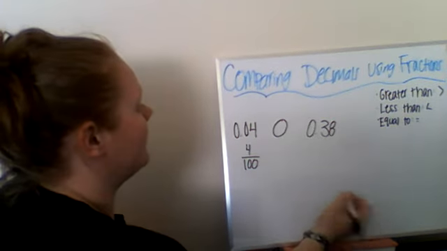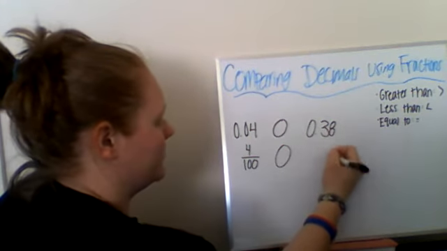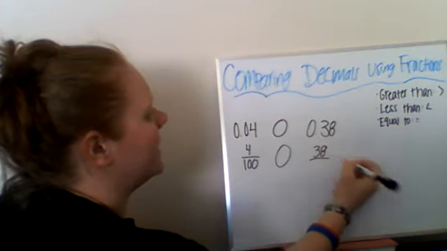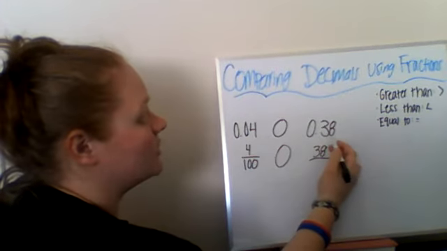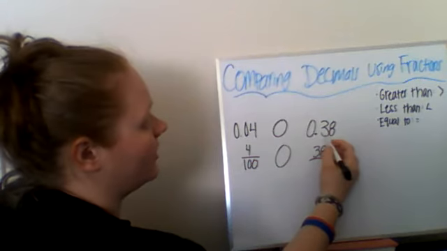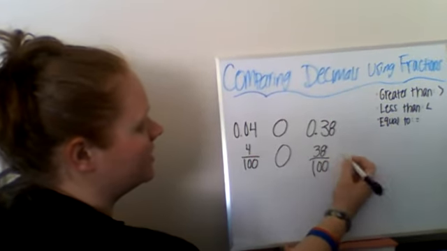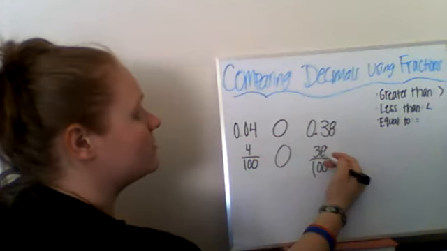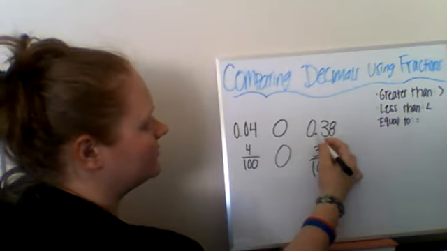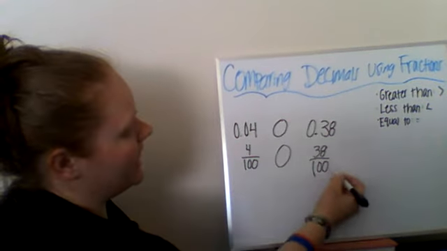Okay, so let's look at my second number. So I have 38 hundredths. I'm going to bring my 38 down to my numerator. And then I'm going to look at how many place values I have after my decimal point. That's going to be my denominator. So I have tenths, hundredths. So it's going to be the same thing. 38 being brought down to the numerator and hundredths being my denominator because I have two place values after my decimal point. So now I have 4 hundredths and 38 hundredths.